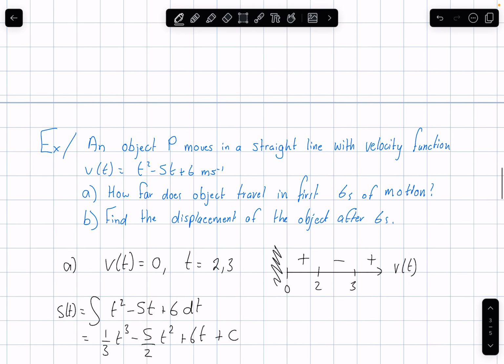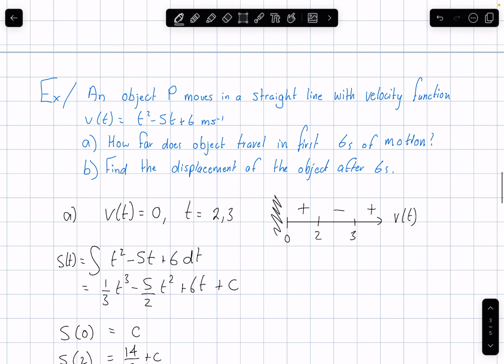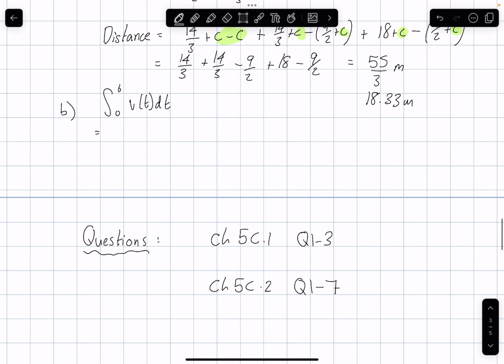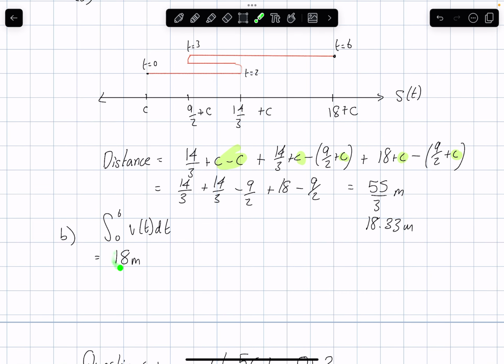And then part B, find the displacement of the object. Well, that's just the integral from 0 to 6 of v of t. Now using the calculator, we can do that nice and easily. And we've got v of t is t squared, take 5t plus 6, from 0 to 6 gives me the displacement. The displacement and the distance aren't too different in this case, but there is that difference there, so you've got to keep an eye on that.